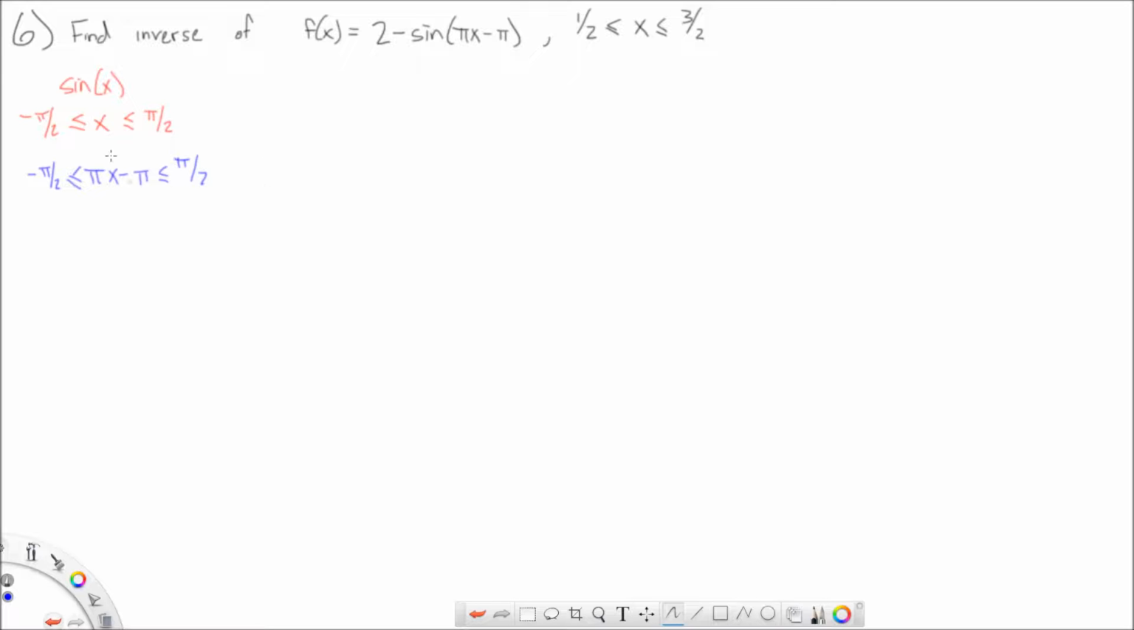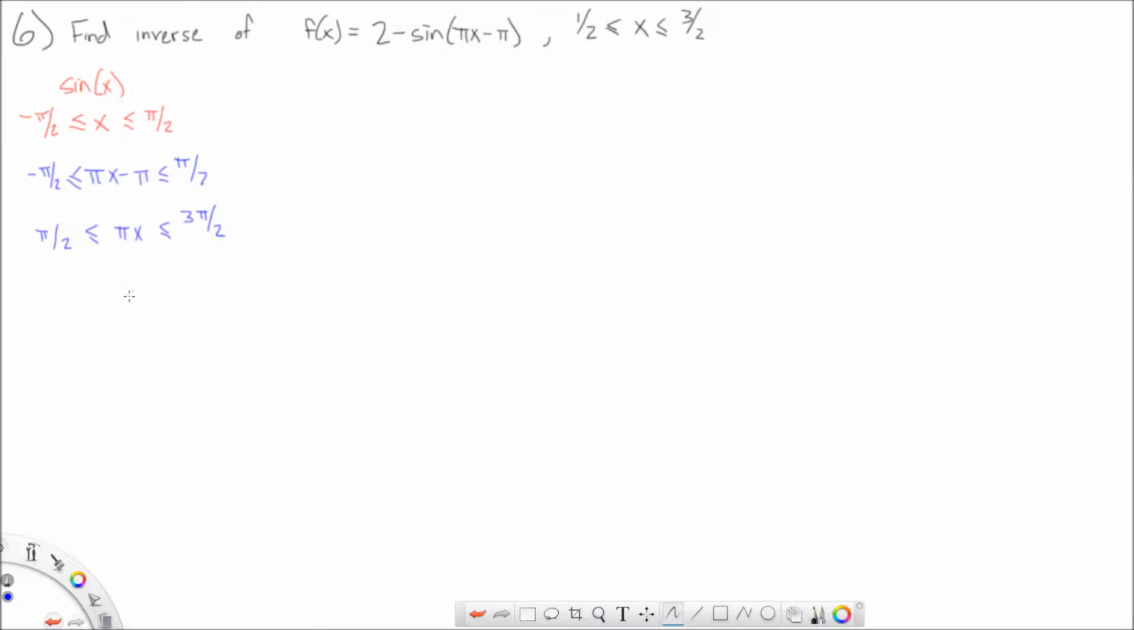We're just going to solve for x to make sure the x values that we're using here are the same as the x values that we're using up here. So the first thing we're going to do is add pi to all three. Negative pi over 2 plus pi is positive pi over 2. Here adding pi just gives us pi x. Here pi over 2 plus pi is 3 pi over 2.